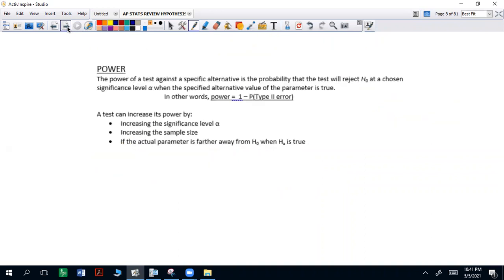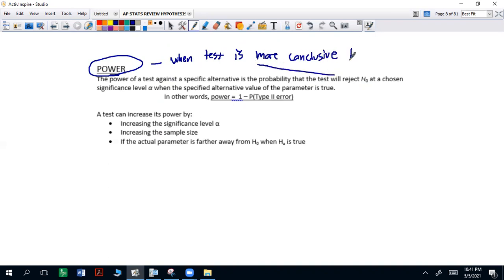All right, now let's talk about power. In general, we don't have to get too technical here, but power is when the test gives you better conclusions. That's generally what you're looking for. So power of a test against a specific alternative is the probability the test will reject the null at a chosen significance level alpha when the specified alternative value of the parameter is true. In other words, it's 1 minus the probability of type 2 error, but we don't have to get into that. If you increase your alpha level, it increases the power. If you increase the sample size, it increases the power.